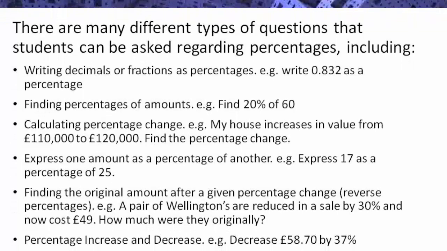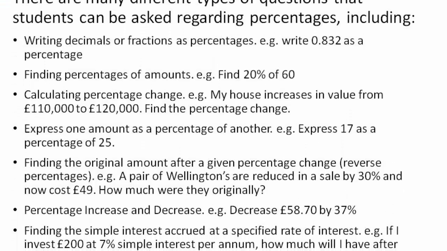Percentage increase and decrease they could be asked to do. They could be asked to decrease £58.70 by 37%. That's considerably easier if you understand percentage multipliers, and we're going to be talking about that in this presentation.